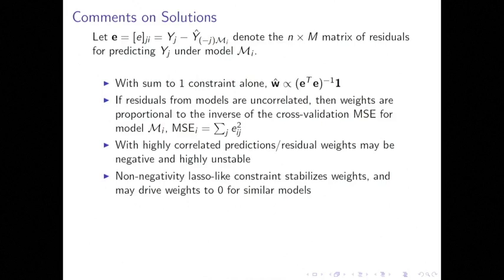Okay, so those non-negativity, those lasso-like constraints, basically making sure that they're all greater than 0, actually stabilize the weights. Models that might give very similar predictions, and would therefore have very correlated errors on left-out data, this says, well, you can use one or the other, but I'm not going to let you keep both. So it's going to constrain the number of models that appear in there.